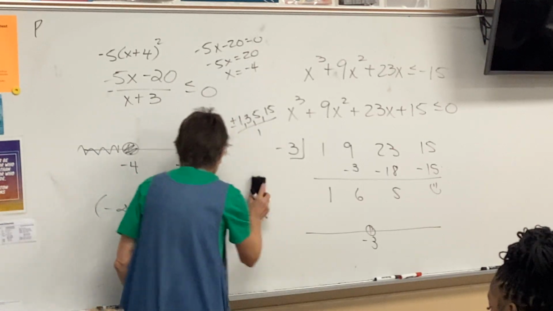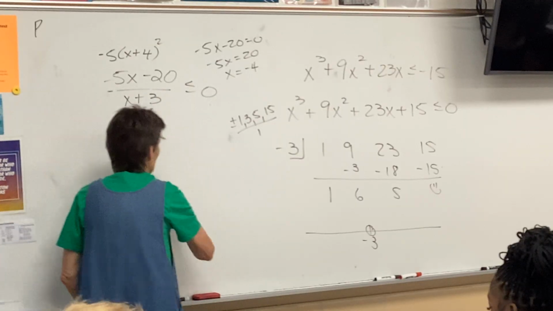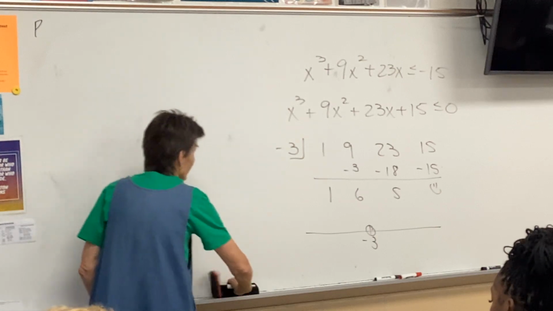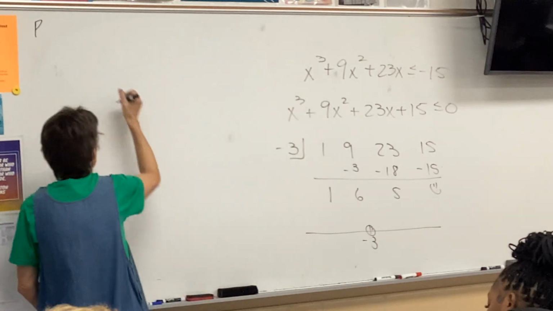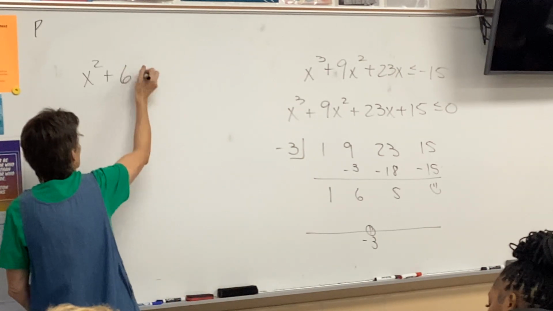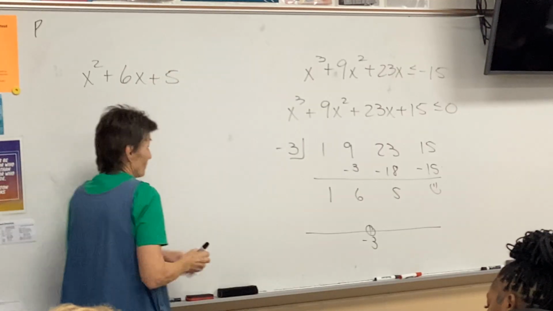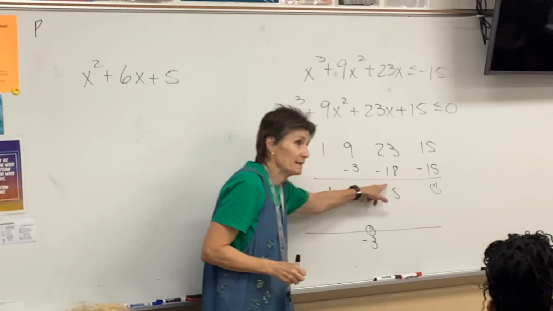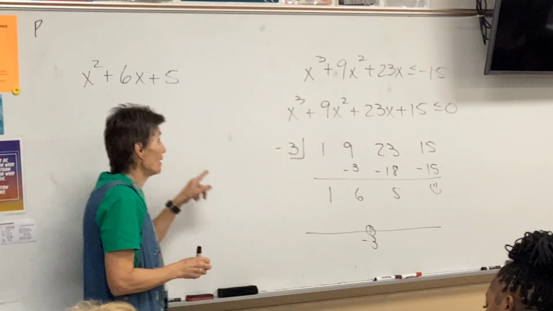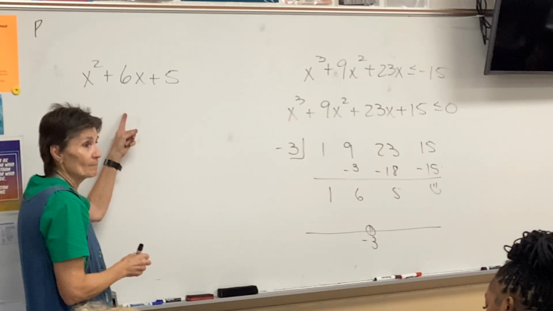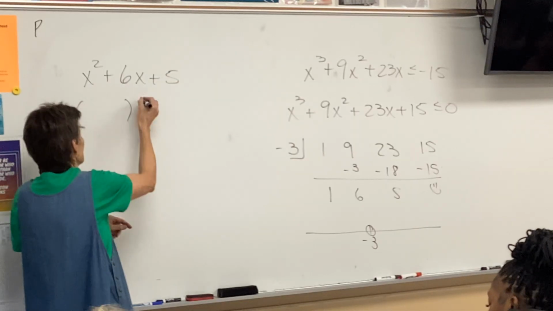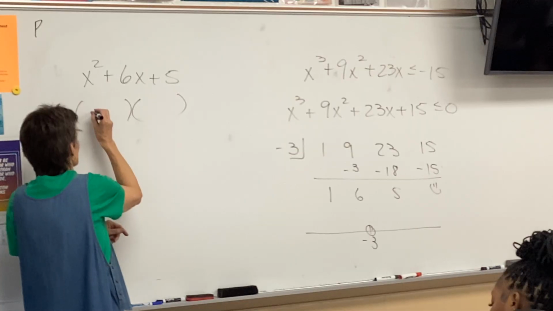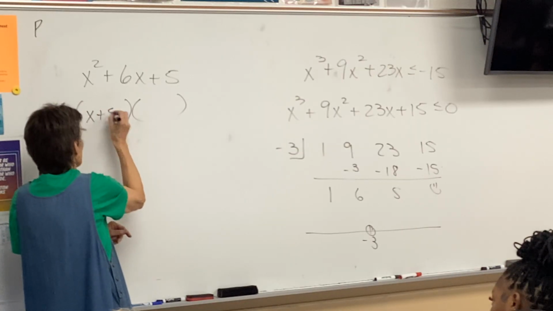Take the part that's left, which is x squared plus 6x plus 5. Everybody see that right here? Anybody paying attention? We're getting that right here. And then what do I do with that? Factor it. And how does that factor? Plus 5, plus 1. Plus 5, plus 1.